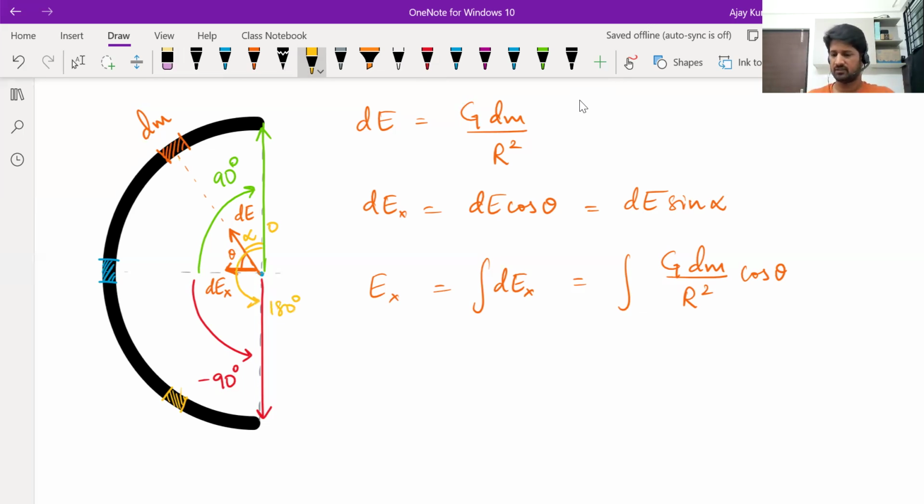We'll stick to theta first. So theta is a variable. We can't put it outside the integral. But the integration is with respect to mass, integral dm. So you can't do this. The variable is theta, and you're trying to integrate with respect to mass. This cannot be done. So what should we do? We should express dm in terms of d theta.